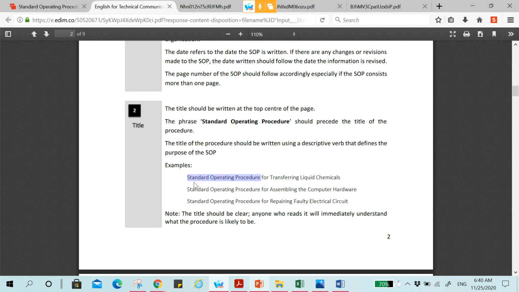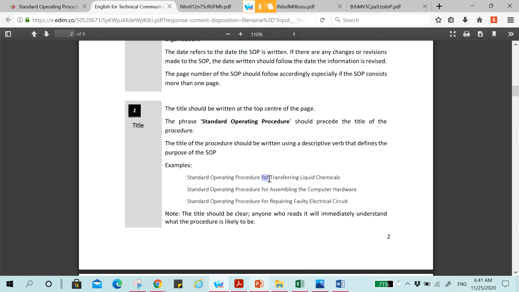So once again, write Standard Operating Procedure. That would be your first step for the title. And then you need to write the word for. Some SOPs out there use of, but we would like you to use the word for. Okay, so again, Standard Operating Procedure is the first step. Write this one first, and then you write for.